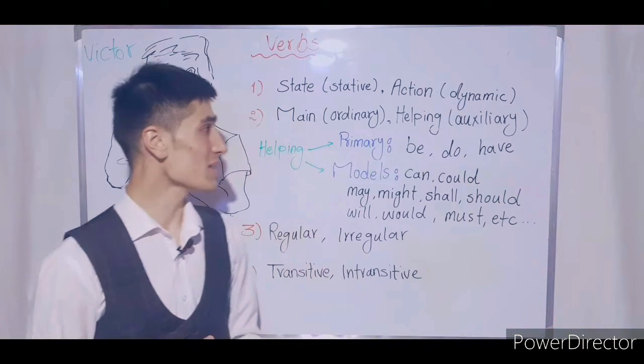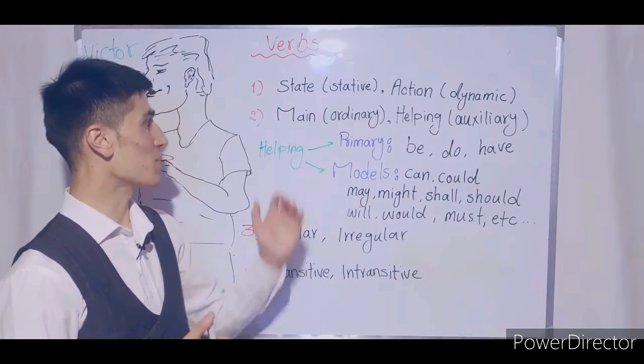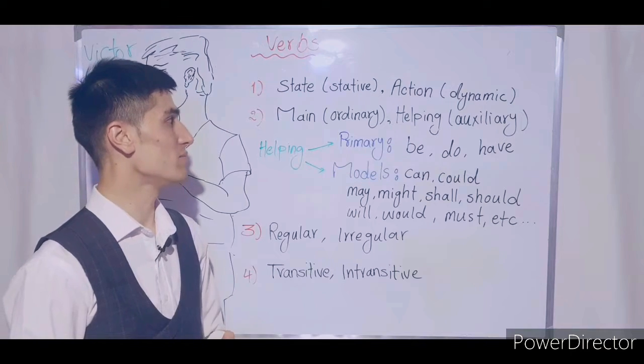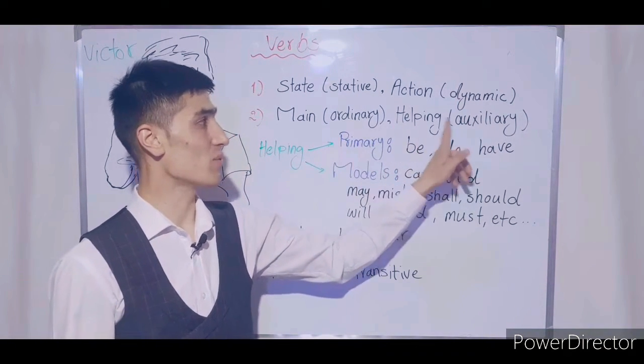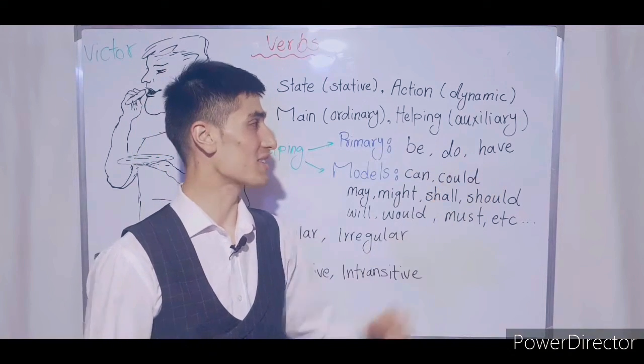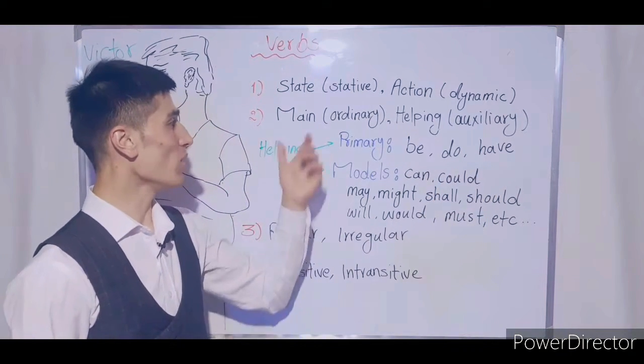Okay, so let's move to the next type of verb, which is main verb. It's also called ordinary verb, and helping verb, which is also called auxiliary verbs. Okay, now what are main verbs?